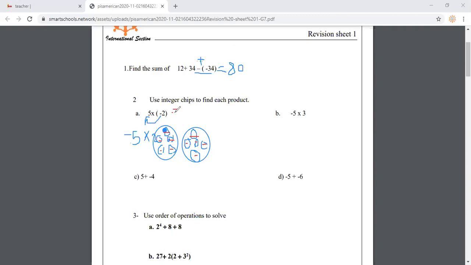And the answer by the end will be equal to how many? Count 1, 2, 3, 4, 5, 6, 7, 8. The answer will be equal to negative 10.